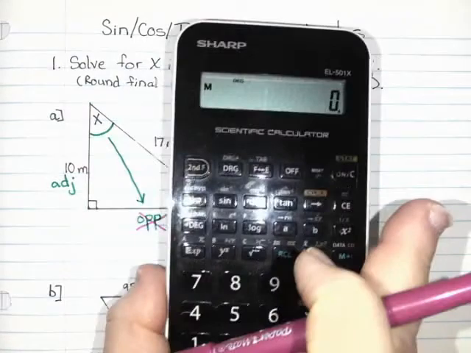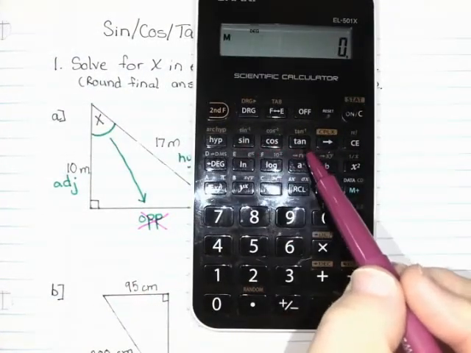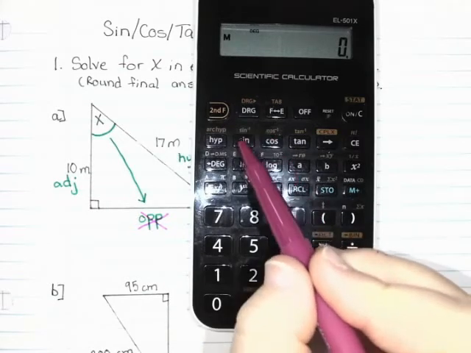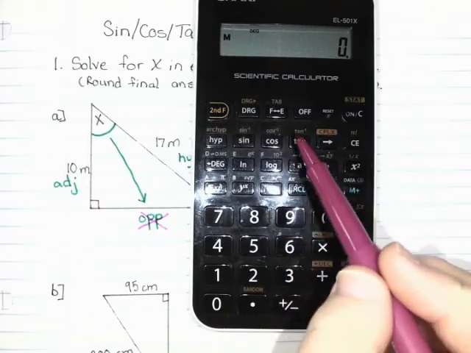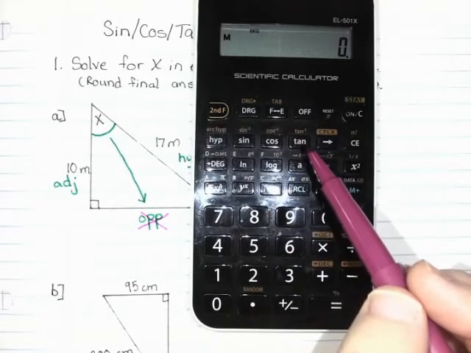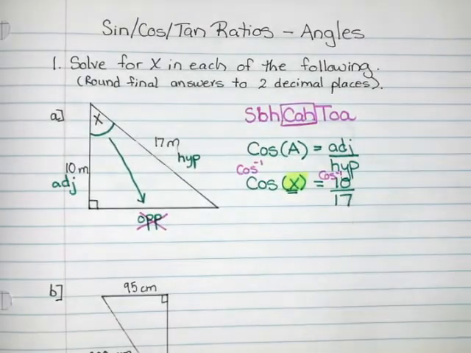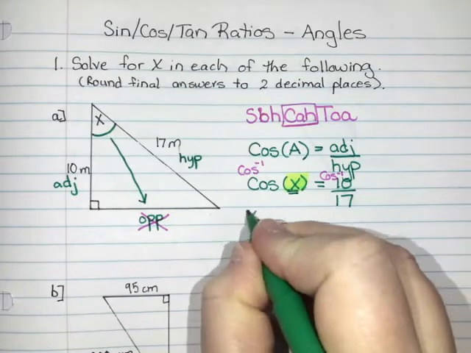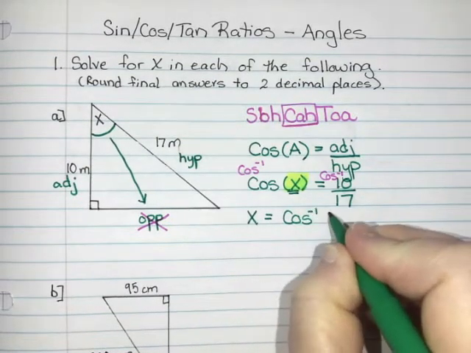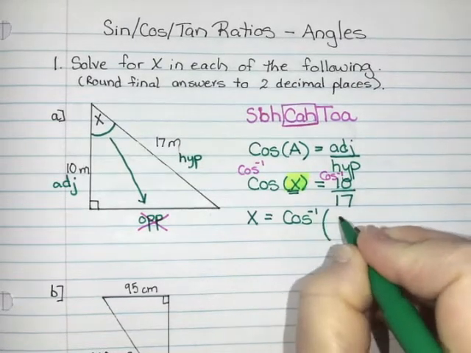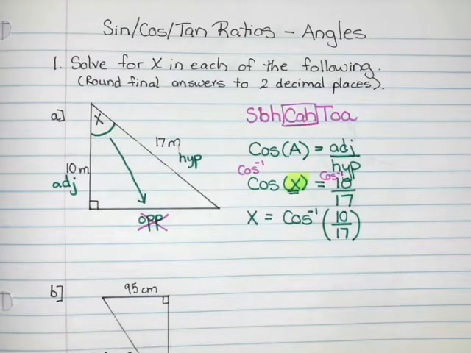And if you look at your calculator, you should notice that on your sine, cos, and tan buttons, above them it's got sine -1, cos -1, tan -1. So those are the inverse sine, cos, and tan. That's how you undo a sine, a cos, or a tan. So that means that x is going to be the inverse cosine, or cos to the -1 of, and then I'm going to put it in a bracket, 10 divided by 17.